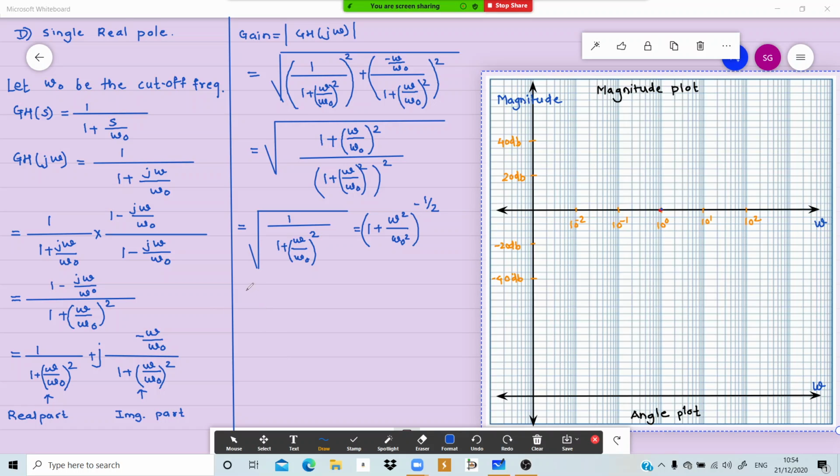Now we'll go for the angle. First we'll get the gain in dB also, so it will be better. So gain in dB is equal to 20 log of this magnitude. So it is (1 plus omega square upon omega 0 square) raised to minus half. If I take that minus half to this side, it is going to be minus 10 log of (1 plus omega square upon omega 0 square). I think now it's very much clear. Now I would like to keep the gain in dB. I'll make a bracket for this because this is a very important thing that we got.